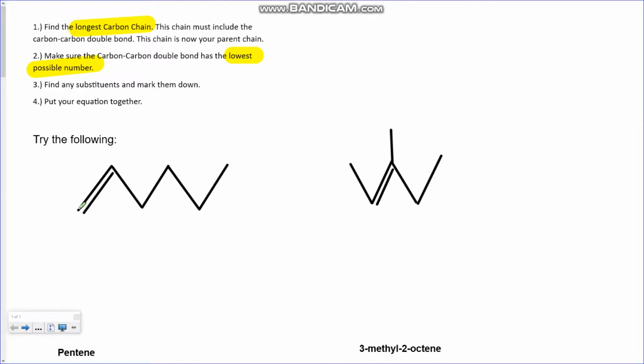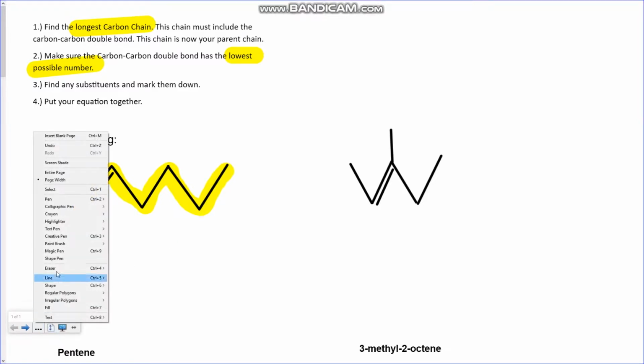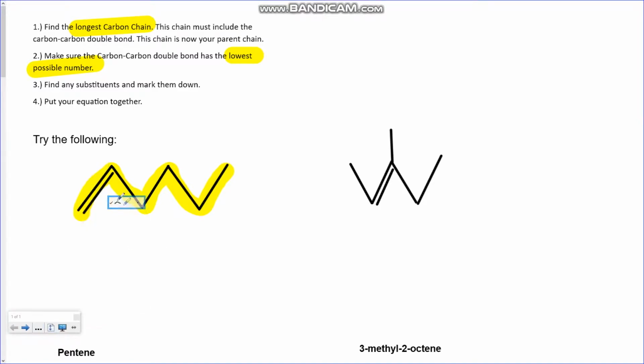So I'm going to try with the following. You see there's 6 carbons here: 1, 2, 3, 4, 5, and 6. Well, we know what the parent chain is, but I'll just highlight it anyways. There you go. And let me just quickly number this. So it's going to be 1, 2, 3, 4, 5, and 6.